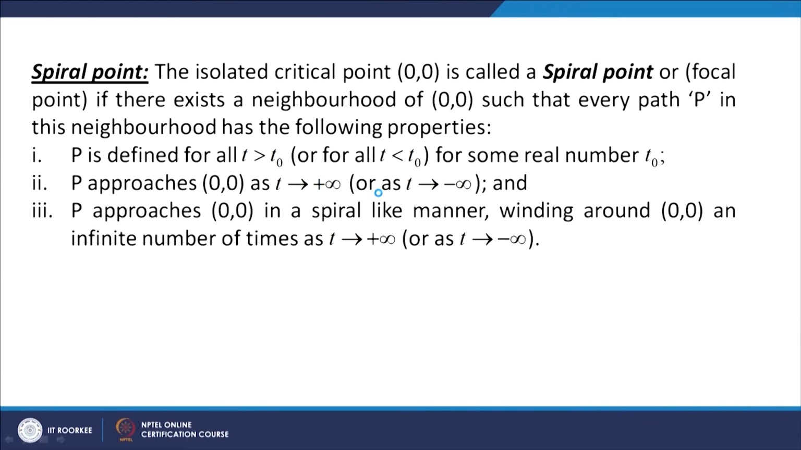Now let us discuss spiral point. The isolated critical point 0 0 is called a spiral point or focal point if we can find a neighborhood of 0 0 such that every path P in this neighborhood has the following properties. P is defined for all t greater than t naught or for all t less than t naught for some real number t naught. P approaches 0 0 as t goes to plus infinity or as t goes to minus infinity. P approaches 0 0 in a spiral like manner, winding around 0 0 an infinite number of times as t goes to plus infinity or as t goes to minus infinity.